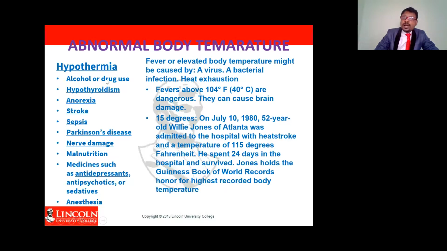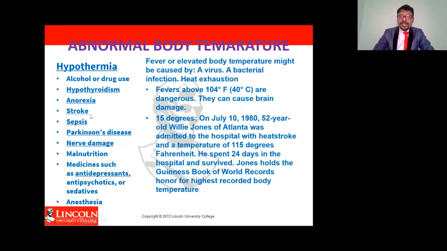Alcohol or drug use: if anybody takes too much alcohol or any drugs, the body becomes cool. And also hypothyroidism, the inactivity of the thyroid. Anorexia means if there is not a sufficient amount of food, they are going to become weak. At that time there is no proper blood circulation, and those people are going to get hypothermia.